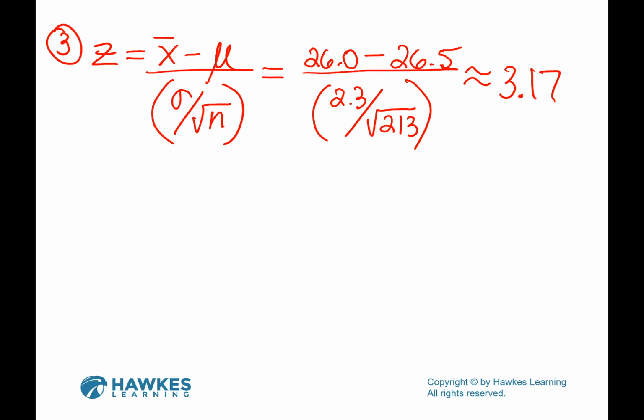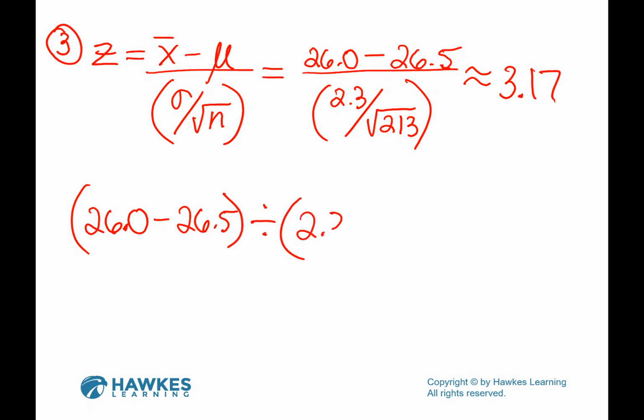Okay, so just real quick, I did the top part in my head, but what I would do is I would do 26.0 minus 26.5 in parentheses, divided by parentheses 2.3 divided by square root of 213, close parenthesis, and then hit equal. You should get the number that way. We get 3.17.